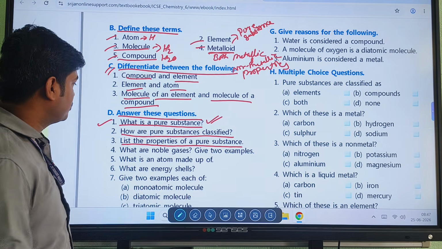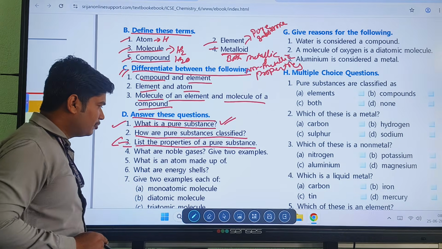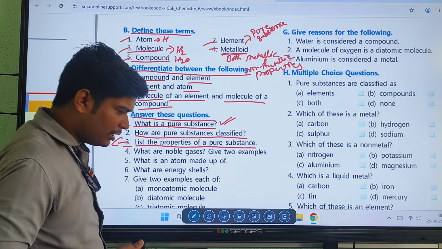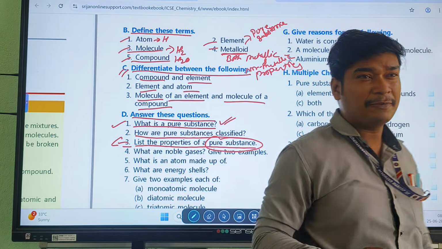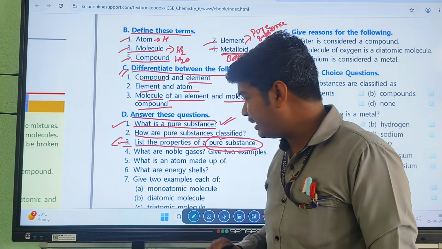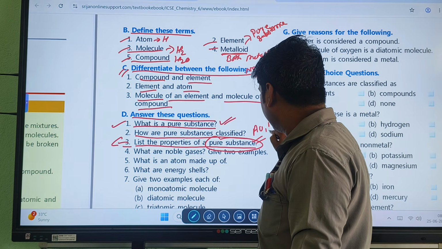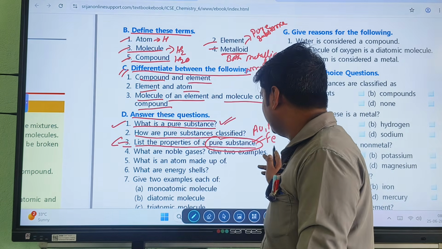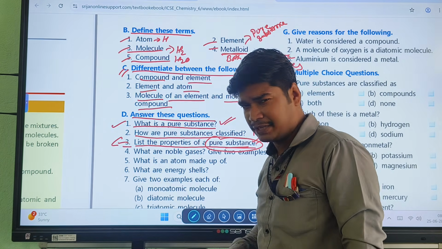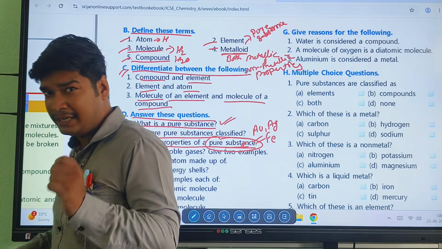Number two, list the properties of pure substance. Here, question number 3 is asking about the properties of pure substances. You know what a pure substance is: a substance which is made up of only one kind of atom. Like gold, silver, iron. These are examples of pure substance. And the property of pure substance is that it is made up of only one kind of atom.